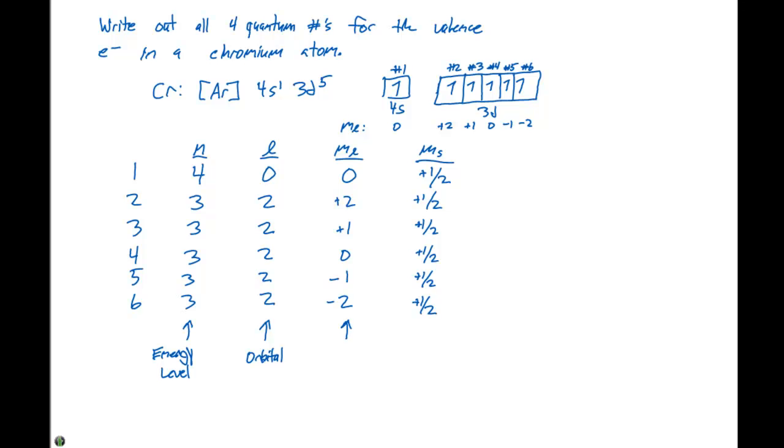The M sub L value is going to tell us where in the orbital the electron is located. And the M sub S value is going to tell us the spin of the electron that we're trying to identify. So we need all four of these numbers to properly identify and distinguish each electron in an atom, and this is the process that we would use to do that.